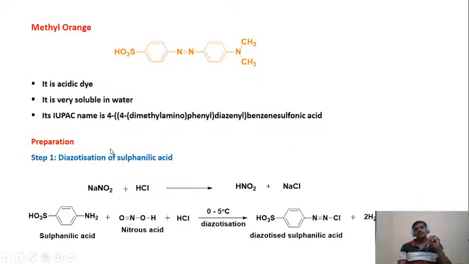Now how to prepare methyl orange? Methyl orange is prepared in two steps. First is diazotization of sulfanilic acid.